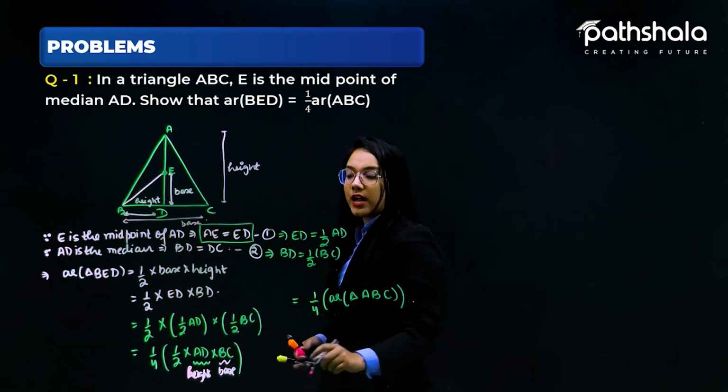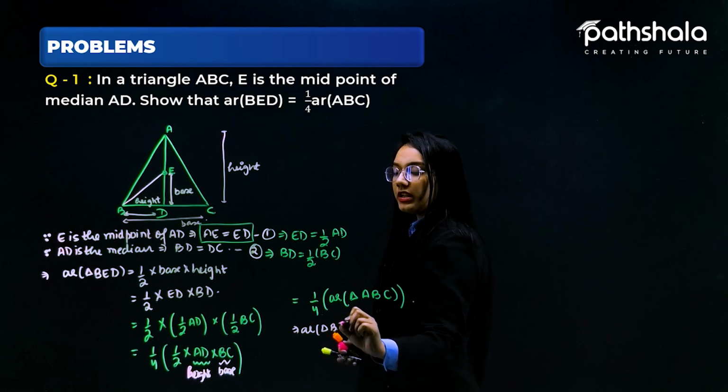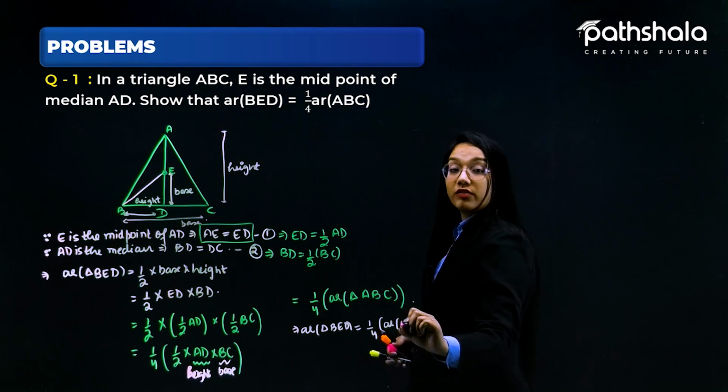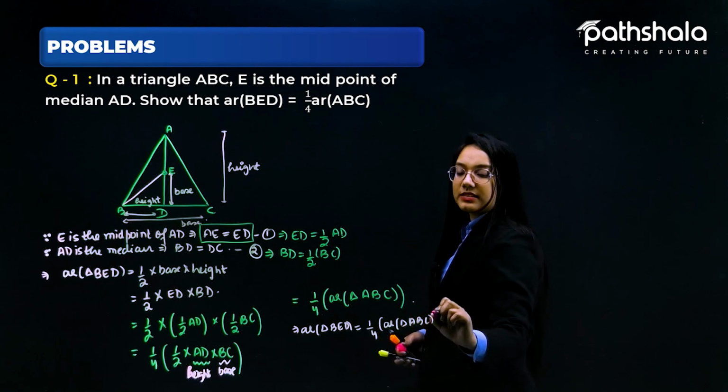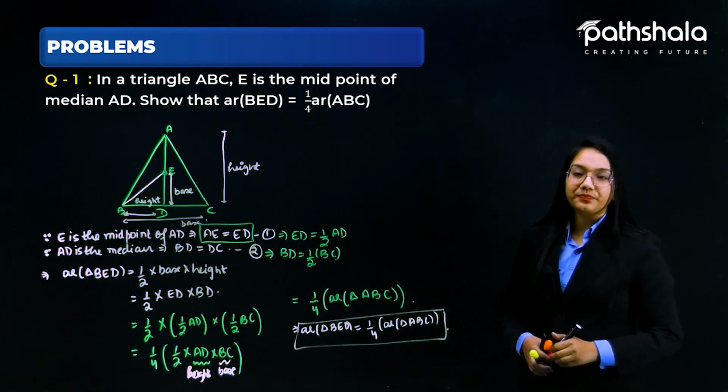So at the end we have proved that the area of the triangle BED is equal to 1/4 of the area of the triangle ABC, and this is the proof of this particular question.